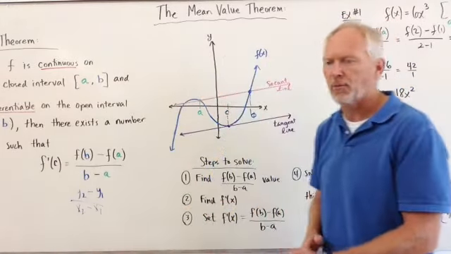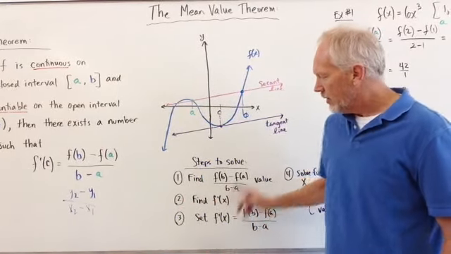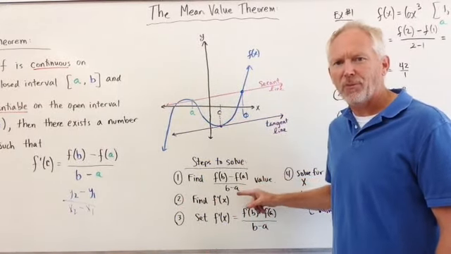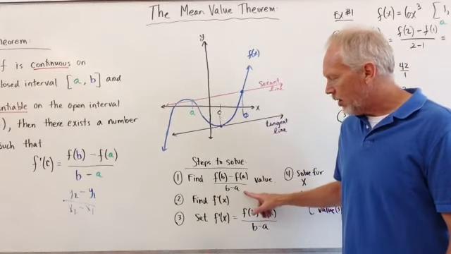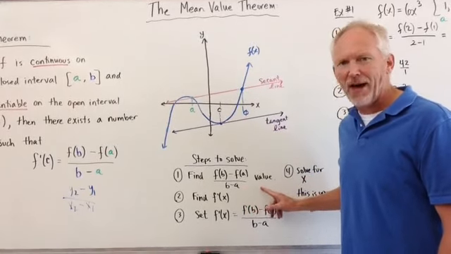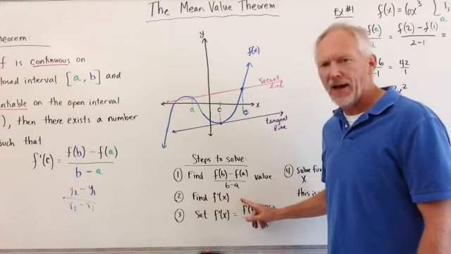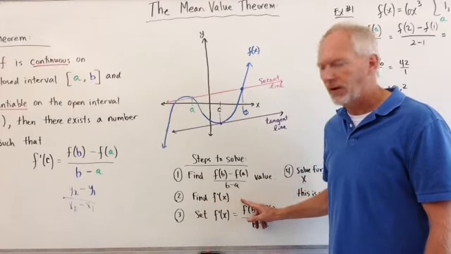All right, well, what do you have to do to solve the problems? Well, first, steps, you want to find f of b minus f of a all over b minus a. You want to get that value. Then you're going to find f prime of x. So take the first derivative.